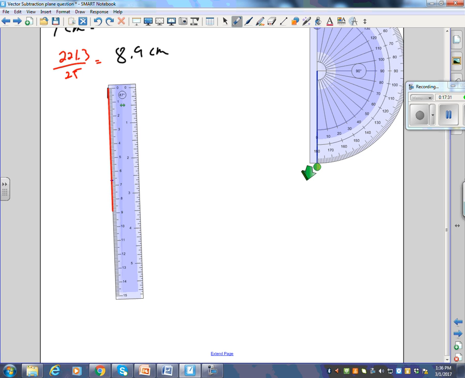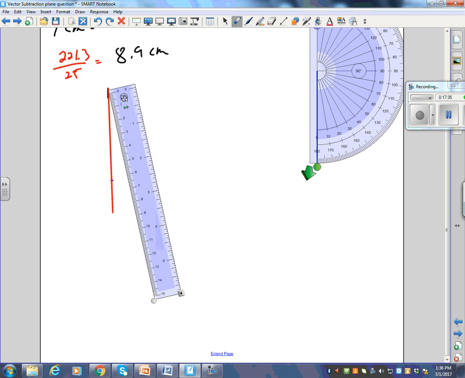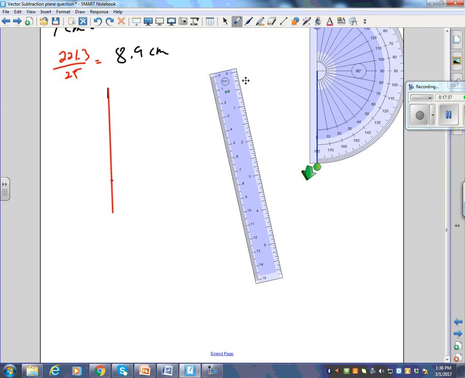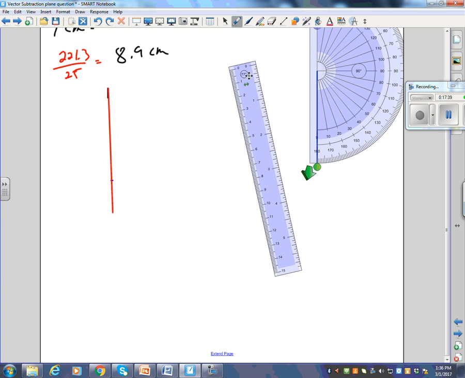8.9 is right there. Stay with me, you guys. Okay, so there's the resultant in red. We're doing vector subtraction, so we flip it and add.